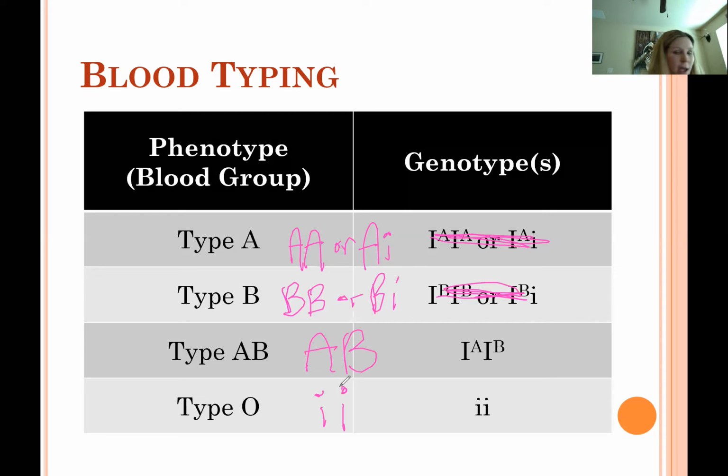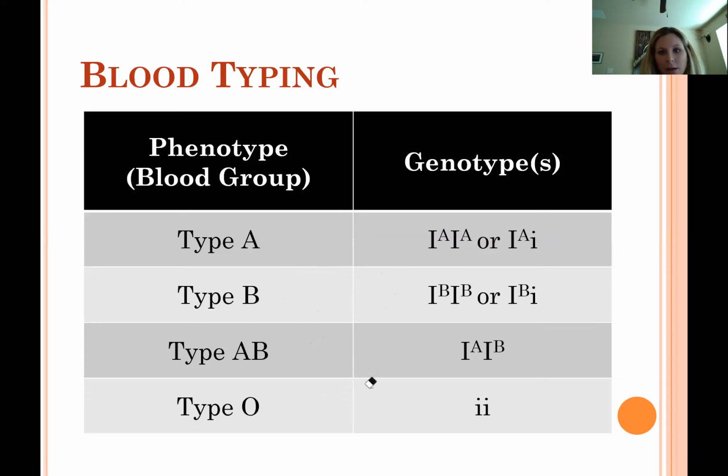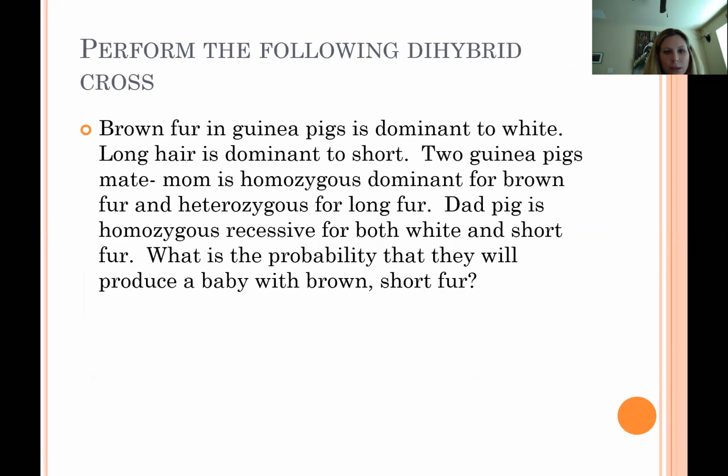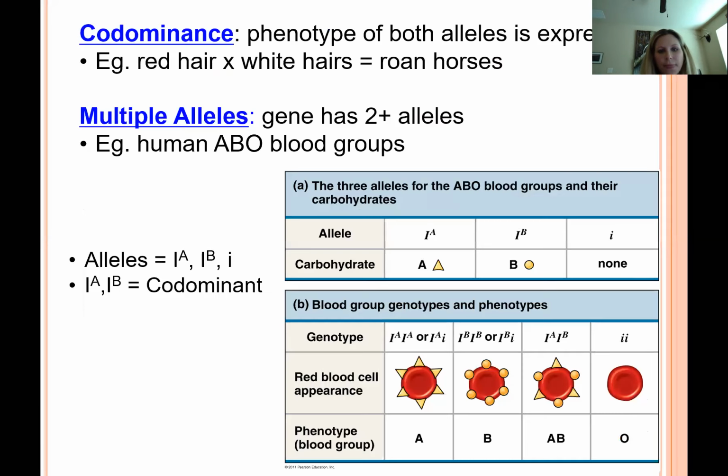All right, so now that we have that done, I'm going to move on to the next slide. I'm going to go over that in a minute. I'm actually going to go back a slide. So what does it mean to have the dominant A and the dominant B and the i? If you look down here on this chart, I think this is important to note.